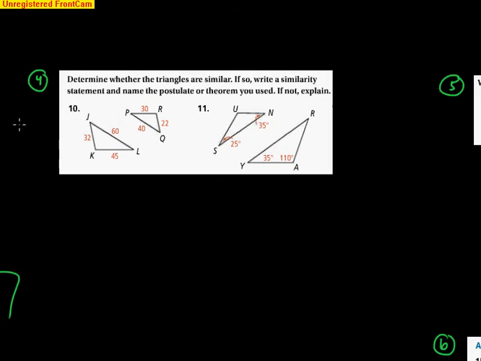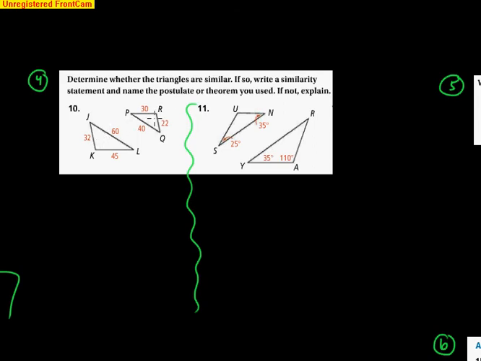4. Determine whether the triangles are similar. If so, write a similarity statement. If not, explain. So I have two problems here, so we'll break it right down the middle. The first problem I'll do in orange. Notice what they give me: the three sides. So I'm in charge of determining whether these triangles are similar, and since they give me the three sides, I'll use side-side-side.